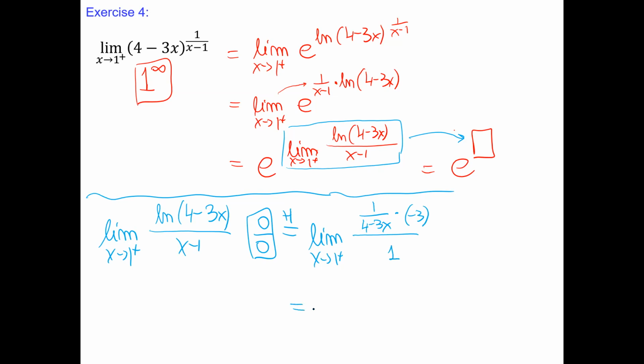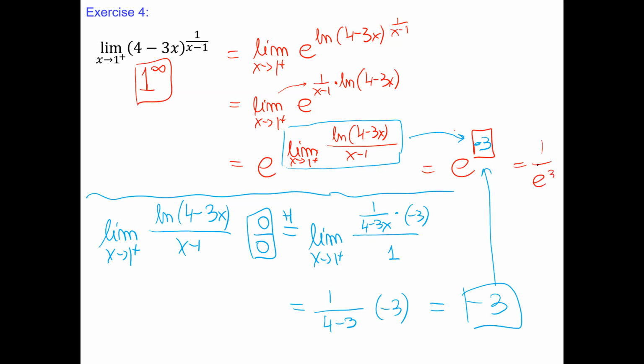And what are we getting? We will have 1 over 4 minus 3 times negative 3. 1 times negative 3 is negative 3. Interesting, right? And maybe I can rewrite it as 1 over e cubed. Yeah, also that form, if we look closer, has a little bit of the e definition hidden, but yeah, we got e to the power of negative 3, and 1 over e cubed.